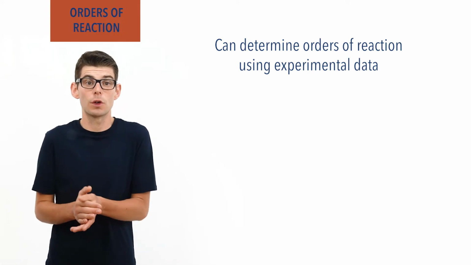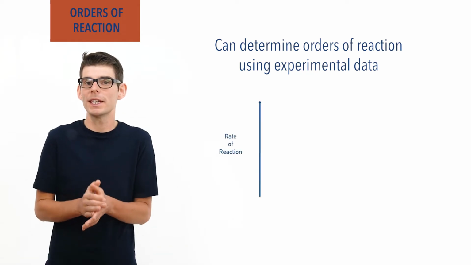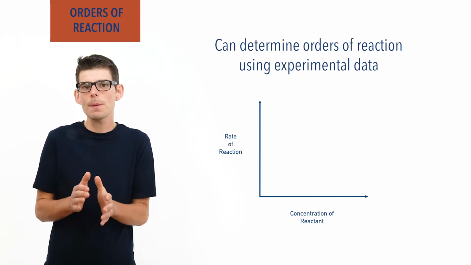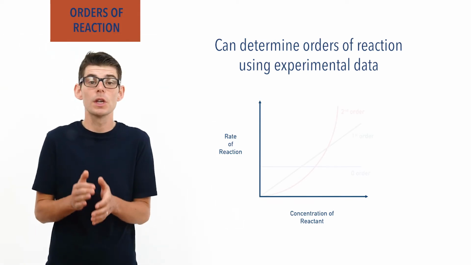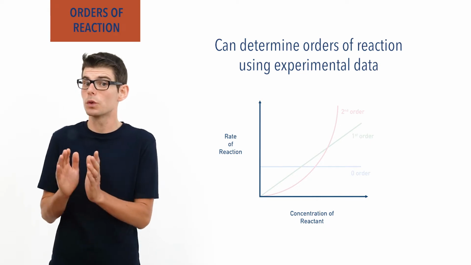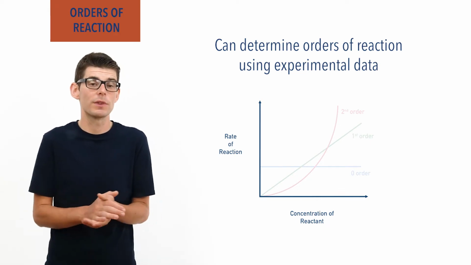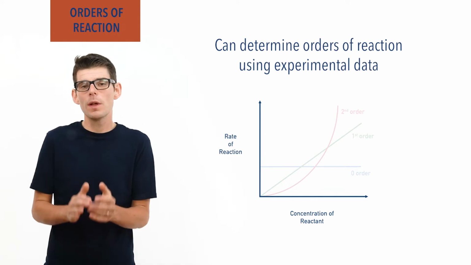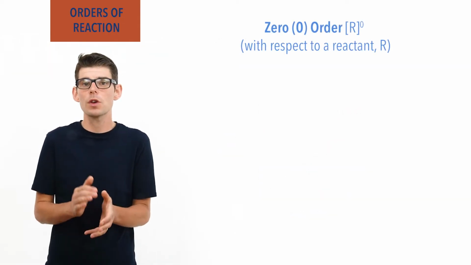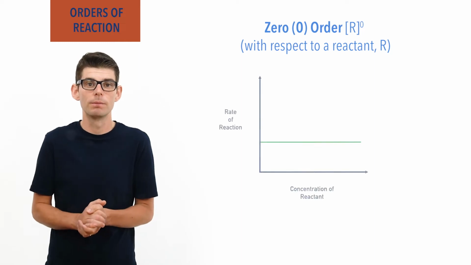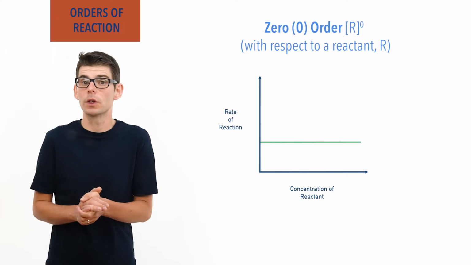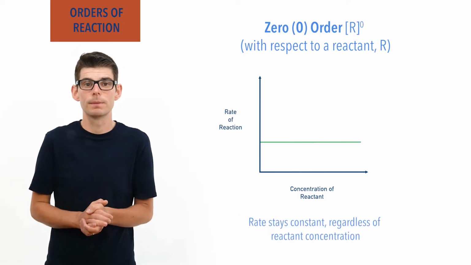If reaction rate on a y-axis is plotted against a concentration of reactant on an x-axis, then the shape of the graph obtained can be used to quickly identify whether a reaction is zero, first or second order with respect to that reactant. When the reaction is zero order with respect to the reactant, the graph shows a straight horizontal line. The rate of the reaction is always the same, regardless of the concentration of the reactant.